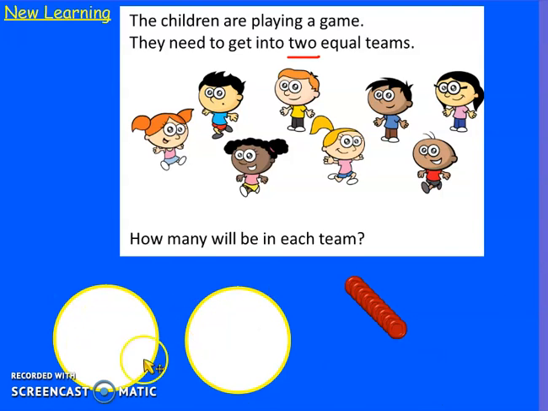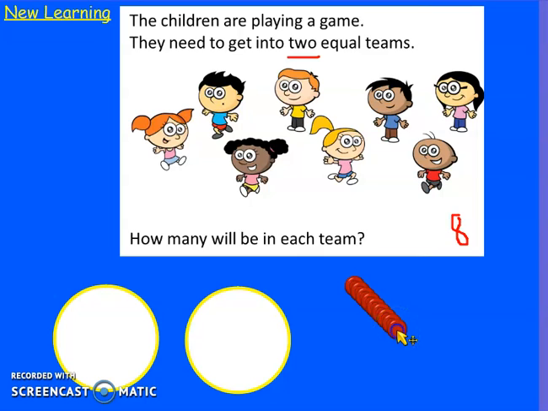You can just draw the circles or dots into the 2 groups. First, let's count how many children we've got all together. 1, 2, 3, 4, 5, 6, 7, 8. I'm going to write that down so we don't forget. We're using a process called sharing to share the 8 children into 2 groups.